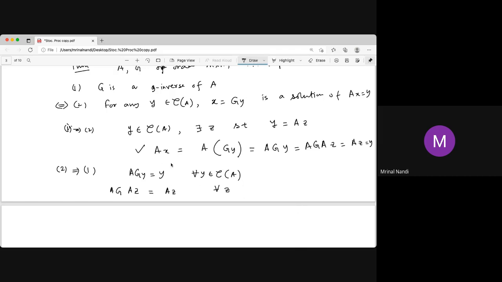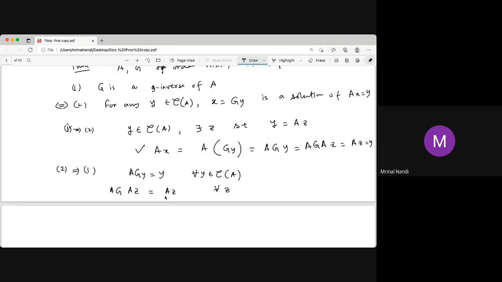Now, Y is of the form AZ, since Y is in the column space of A. That means Y can be written as AZ. I don't know what AZ is, but AGAZ equals AZ, because I assume that the condition is true. I don't know whether AGA equals A; I have to prove that AGA equals A. Now that's a problem. Is AGAZ equal to AZ, then is AGA equal to A?